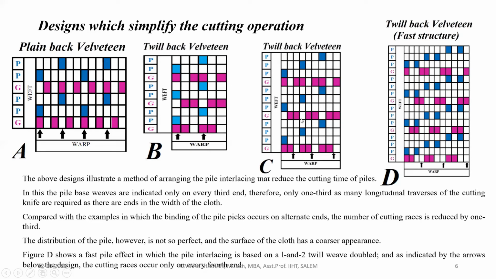Then next design, here also we are following the same. Then the fast back structures, we already saw in the last videos. Fast structures can be made by W bending in the cross section of the fabric.